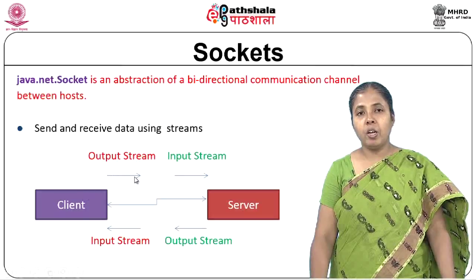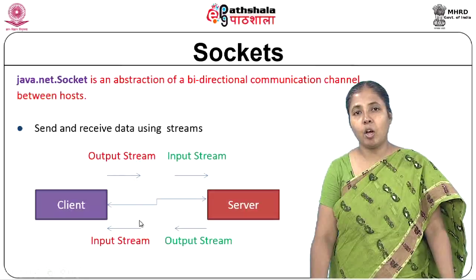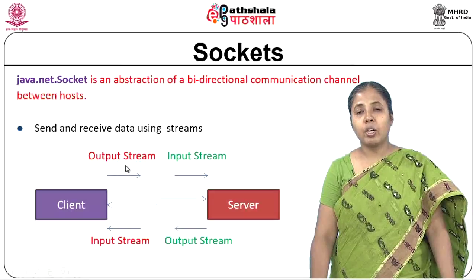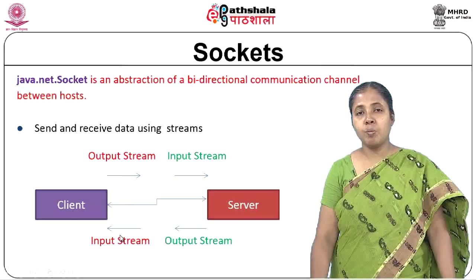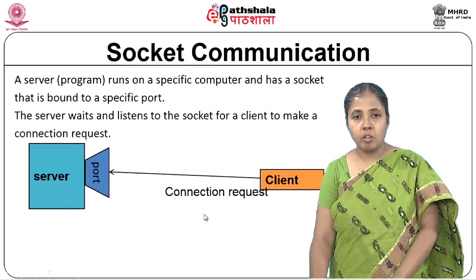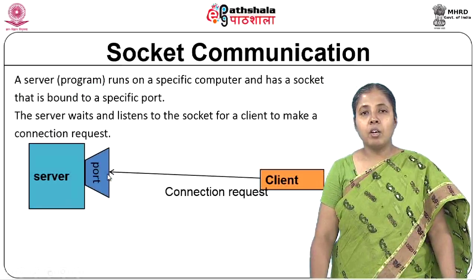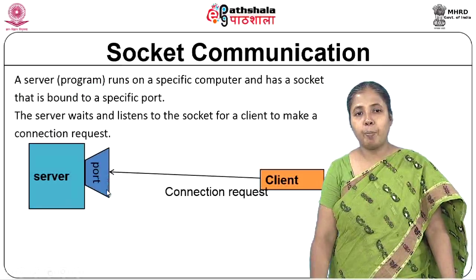So, we create a socket object using the socket class, and we use the methods called getInputStream and getOutputStream in order to get the input streams and output streams and to send information between the two machines. So, here we can see how the socket communication is happening.